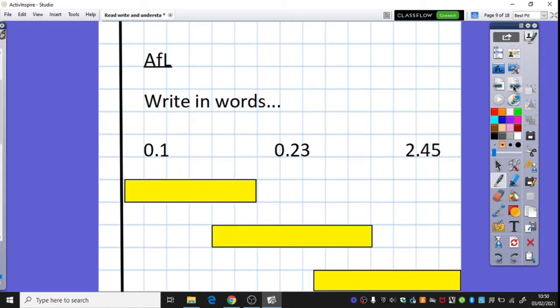So I want you to think about now, maybe pause the video, can you have a go at writing these following numbers in words? Pause the video now.